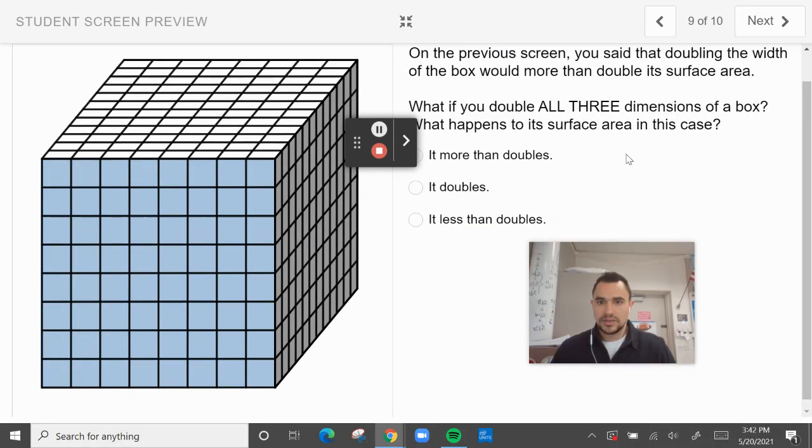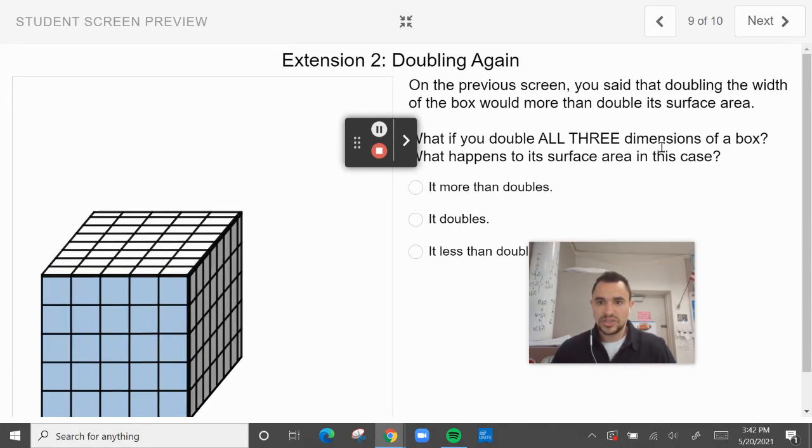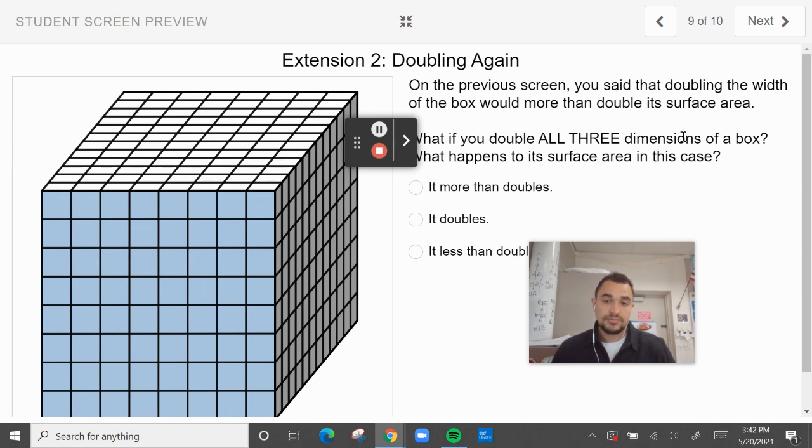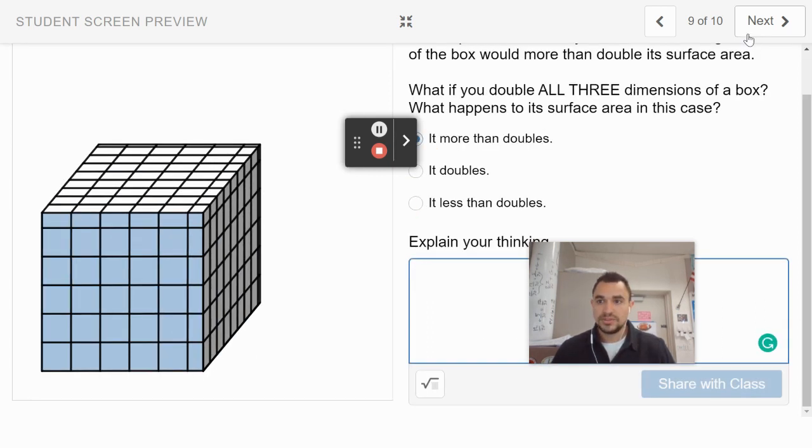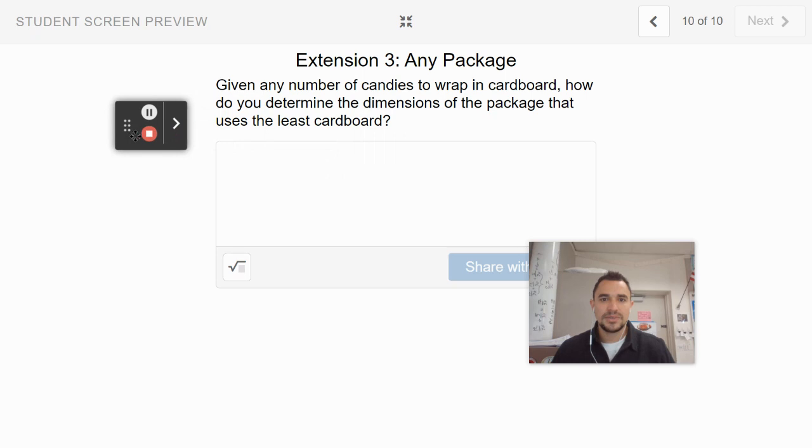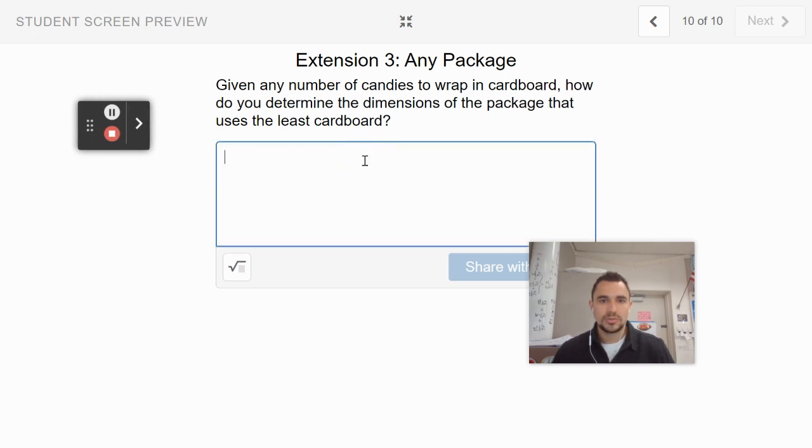What happens to things if you double all 3 dimensions? What happens to the surface area? It's just going to boom. It definitely more than doubles. That's for sure. Given any dimensions of candies to wrap in a cardboard box, how do you determine the dimensions of the package that uses the least amount of cardboard?